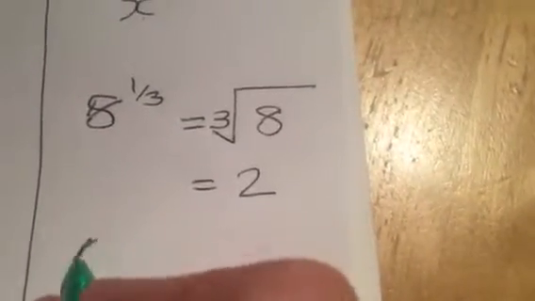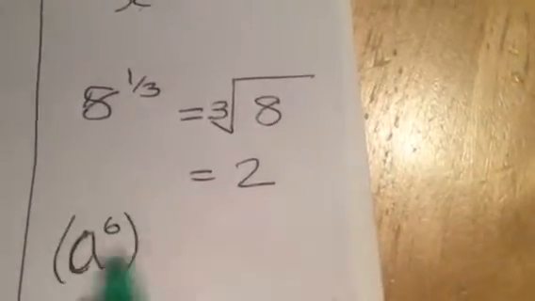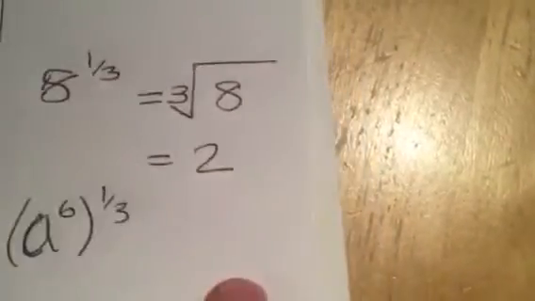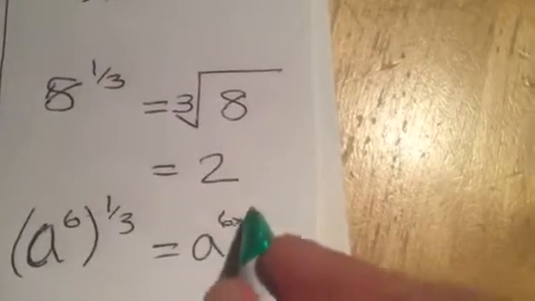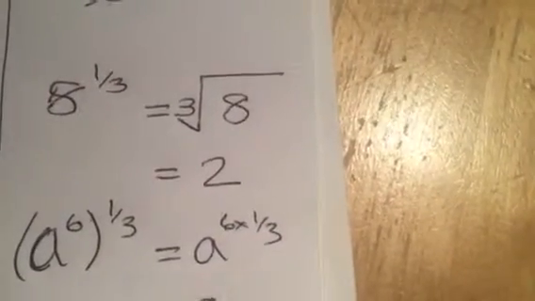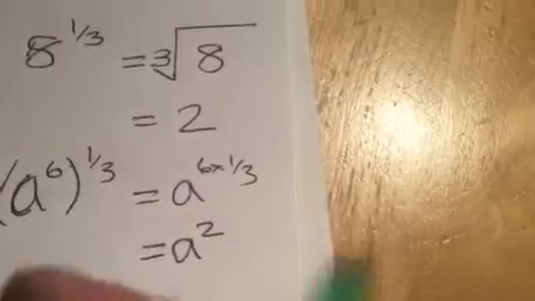If you've got something like this, so you've got a to the power of 6, and then that's raised to the power of 3, you multiply the powers. 6 times a third is a squared.